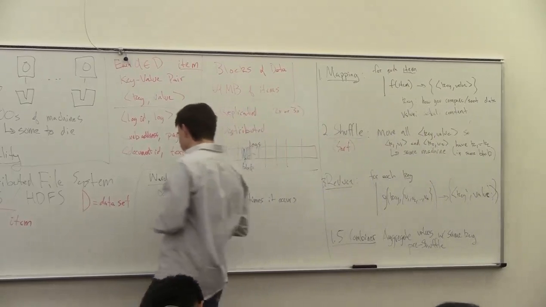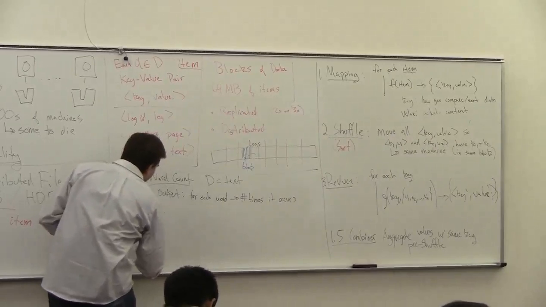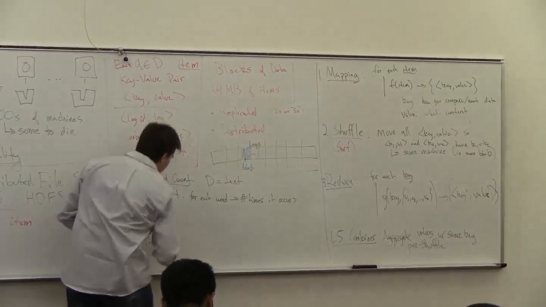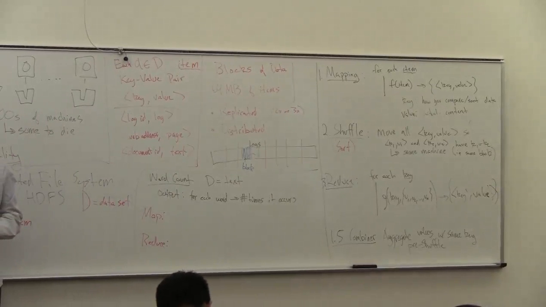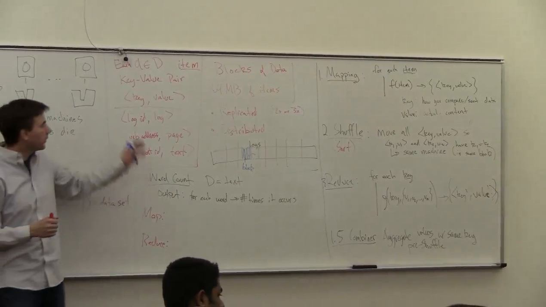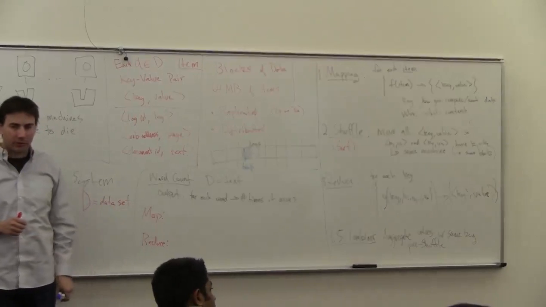Okay, so all we need to write is a function for map and a function for reduce. Okay, so how would we do this? So what would we do for the map and reduce function?